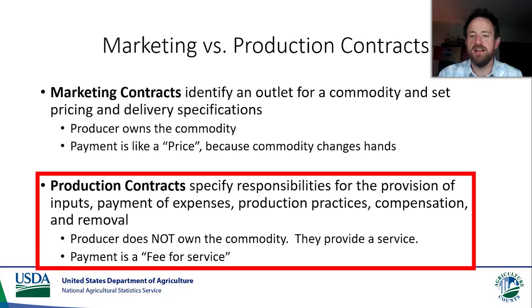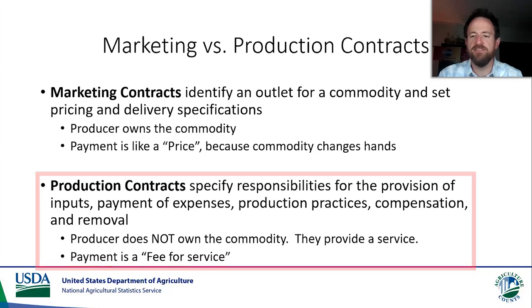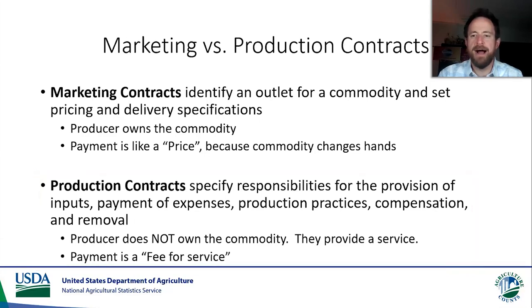In a production contract, the farmer being interviewed does not own the commodity, but instead provides a service to raise livestock or grow a particular commodity. Payment is a fee for this service. Since the farmer isn't buying or selling the commodity themselves, the price for a production contract can be much less than what the whole commodity is worth. The farmer takes less risk in this scenario since the animals or crops are not owned by them, making the contractor more responsible.